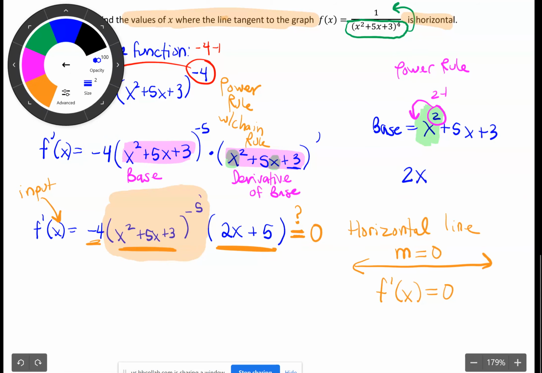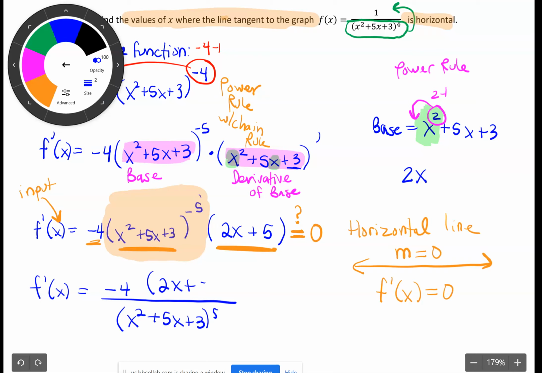So I'm going to rewrite this to say -4. That stays on top. That trinomial is going to move to the denominator and have a positive exponent, and then that binomial is going to stay on the top. Because if a fraction is going to equal 0, that means the numerator is equal to 0.